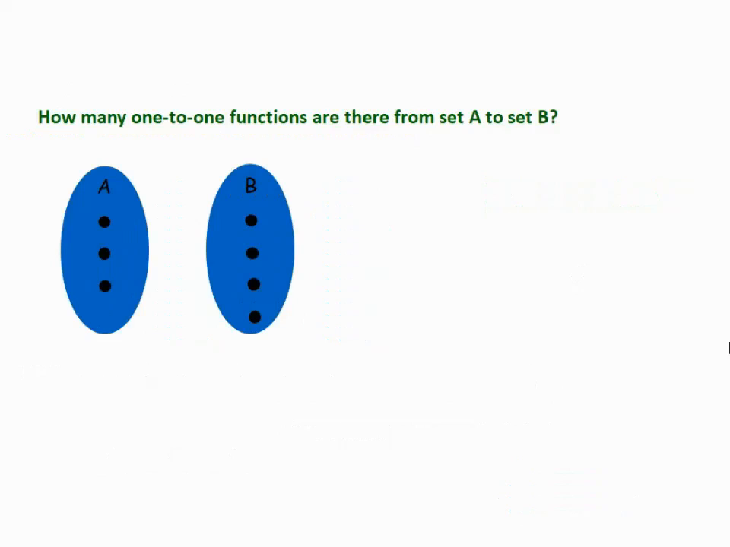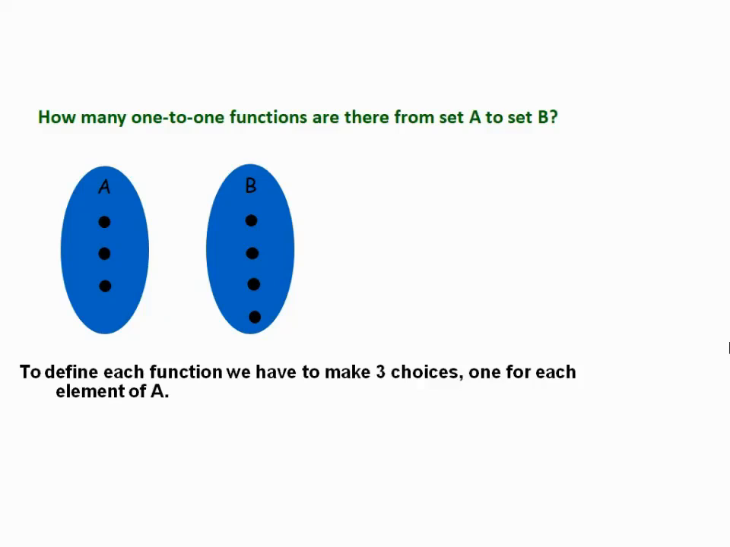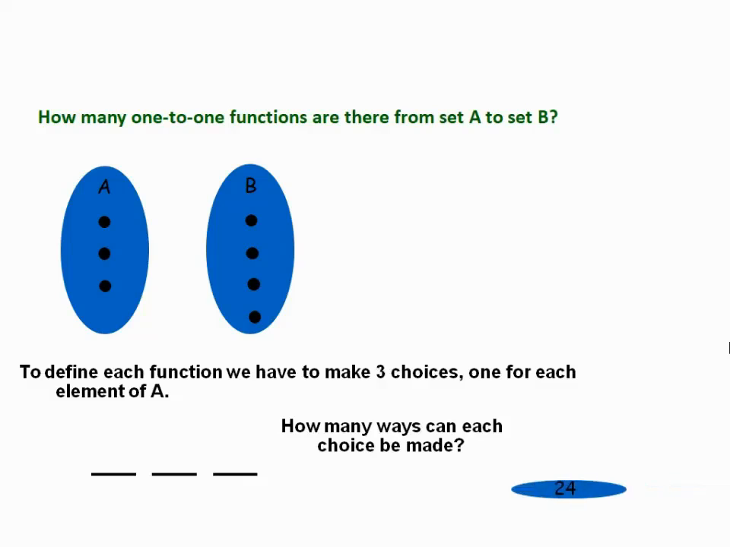So how many one to one functions are there from set A to set B? Here A has 3 data points and B has 4 data points. To define each function, we have to make 3 choices, one for each element of A. So how many ways can each choice be made? It is 24. How? 4 into 3 into 2 combinations.